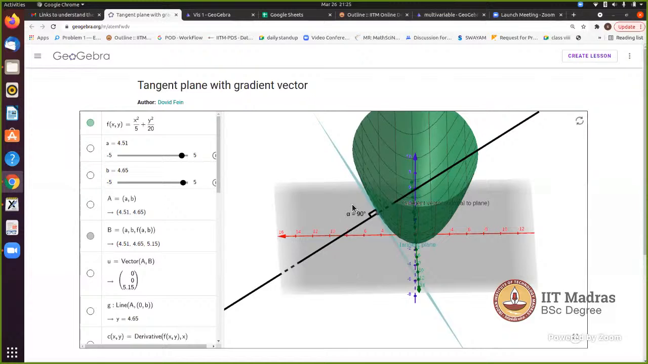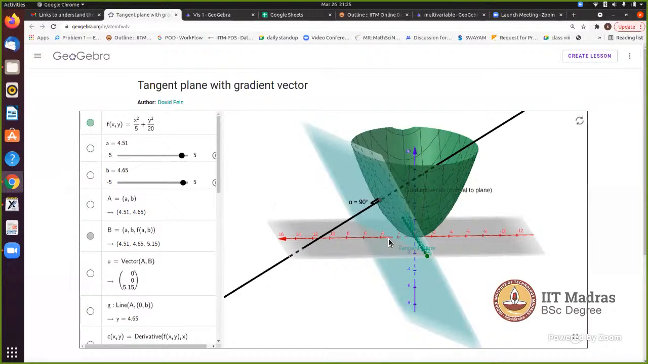So, first of all, what is a tangent plane? Let us understand that. What is the tangent plane at a point? It is the plane created by all tangent lines passing through that point, right? And this line that we are showing here is perpendicular to all those tangent lines passing through that point, right? That is the normal direction to the tangent plane, okay?